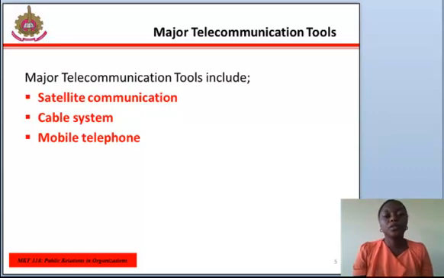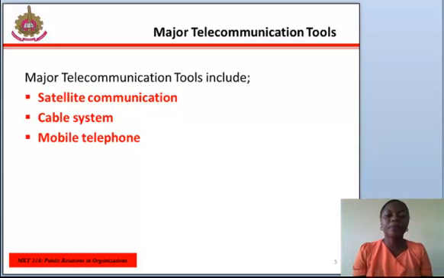Major telecommunication tools. We have satellite communication, cable system, and the mobile telephone. The satellite communication is designed to carry television signals across borders by way of international broadcasting via cable networks. Satellites therefore operate by receiving electronic messages from the ground uplink on Earth stations and retransmitting them through downlinks to other Earth stations. It is the most significant piece of news hardware in the telecommunication revolution.